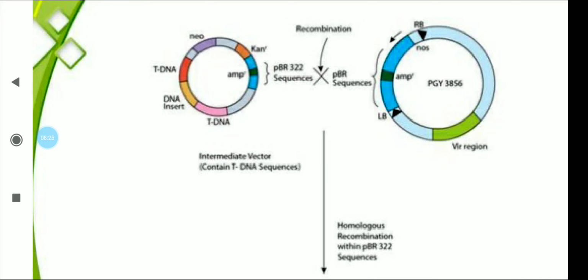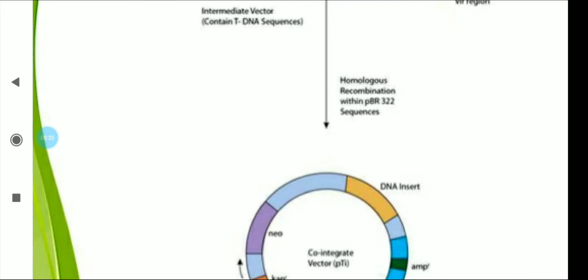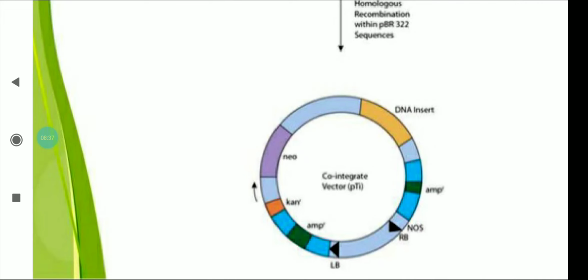Since both vectors contain some part of pBR322, homologous recombination will take place and a single vector will be produced within Agrobacterium. This is the co-integration vector.